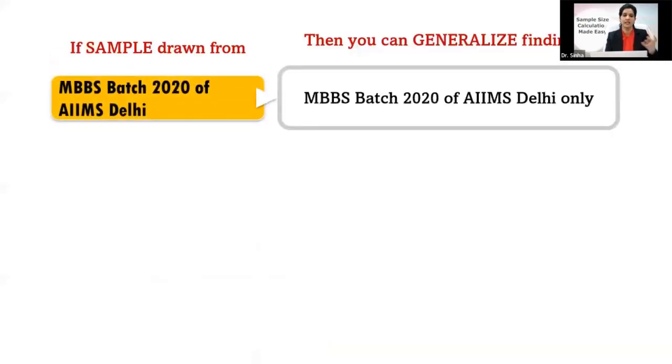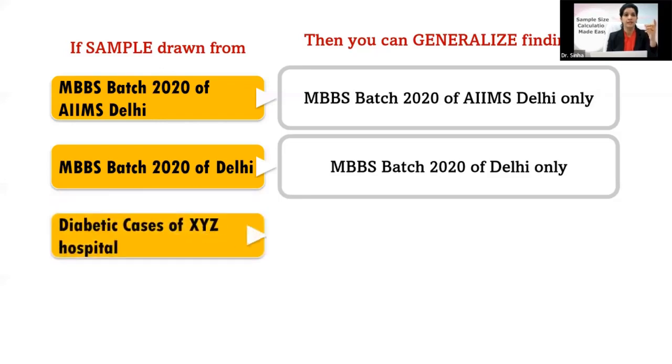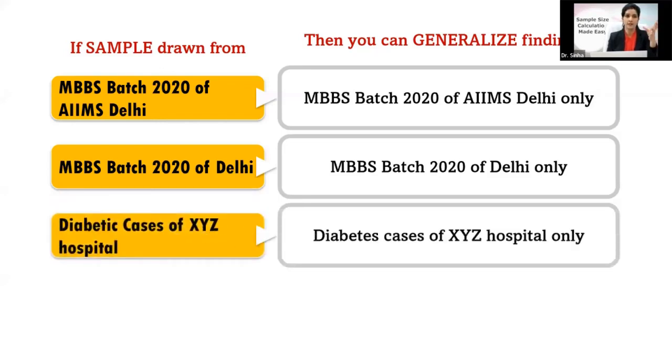Like in this case, if you are withdrawing a sample from the MBBS 202 batch of AIIMS Delhi, then your result will be applicable only to the 202 batch of AIIMS Delhi. If you are recruiting individuals from all the medical colleges of the 202 batch, then this will be the MBBS 202 batch of Delhi. Similarly, if you are recruiting diabetic cases of an XYZ hospital, then your generalization will be to diabetic cases of that hospital only. You cannot generalize it to all diabetic patients.